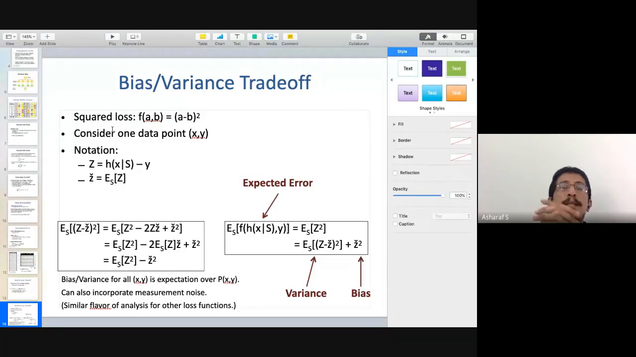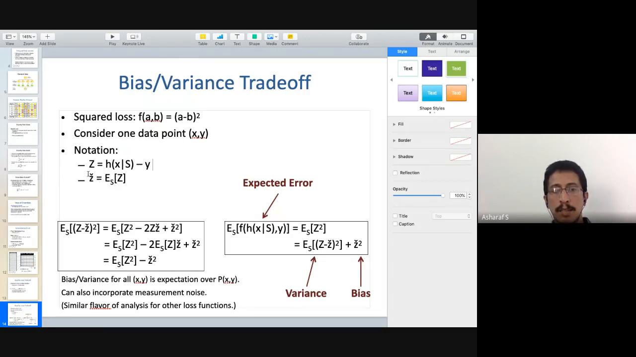So I'll repeat the math here. I'm looking at squared error, the squared loss function, and you have a data point x, y, so the error is h(x) minus y, right? It is conditioned on the training set S, and that's only a notational difference from the previous session: h(x; S) minus y.